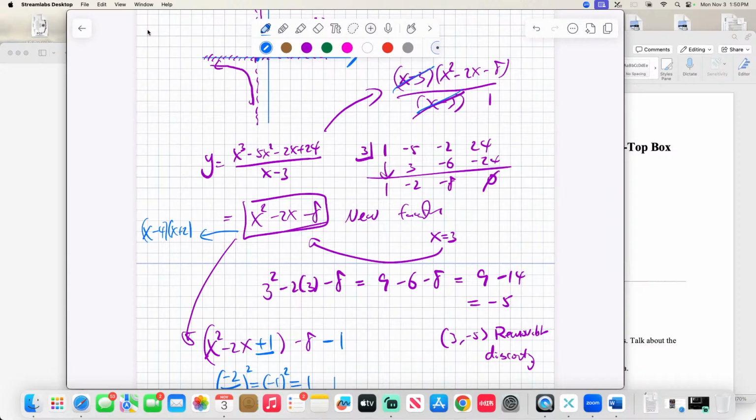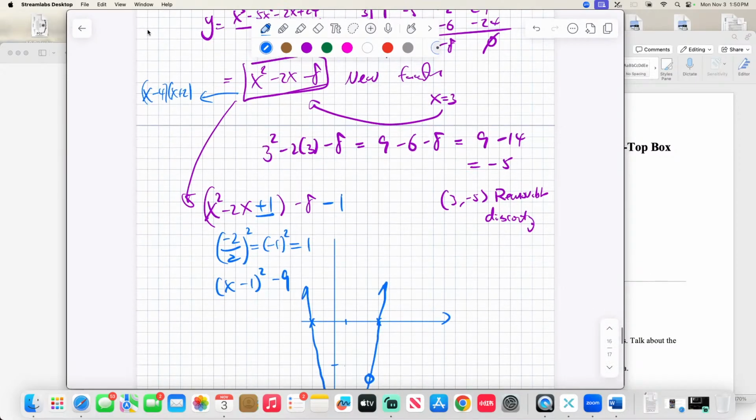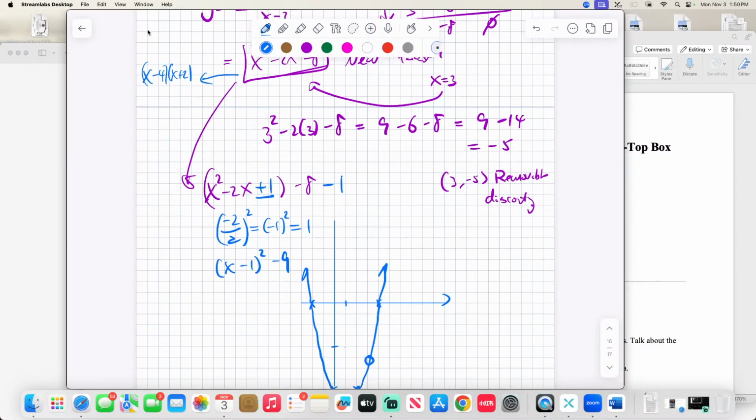Yes. Negative 2 over 2 is the middle, divided by 2, squared. So it's called completing the square. You can use the axis of symmetry to get the same thing. Any questions?